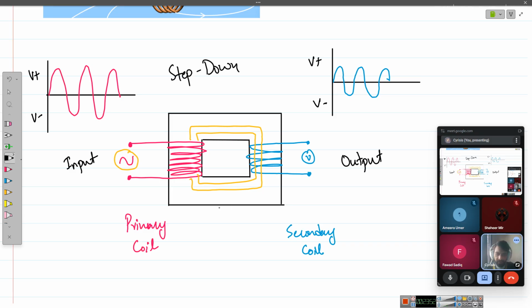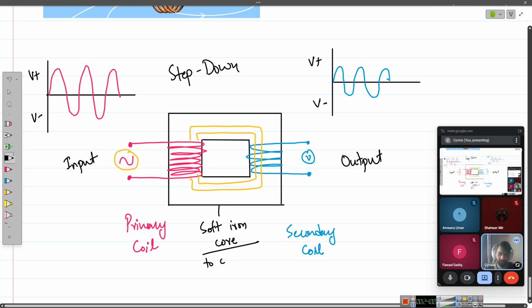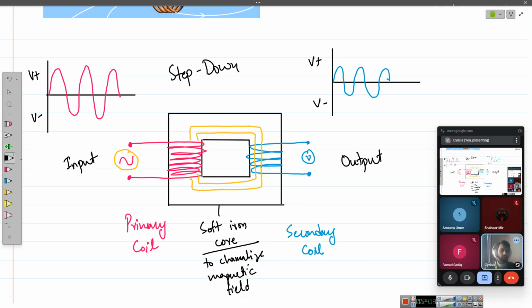Over here, this is called the soft iron core. And what is the purpose of the soft iron core? To channelize the magnetic field. And this is the only device in the history of mankind that is technically 100% efficient, and that is achieved by the use of the soft iron core. Because the soft iron core will make sure that all of the magnetic field produced by the primary coil is transferred directly through the secondary coil. No magnetic field is lost in this process.